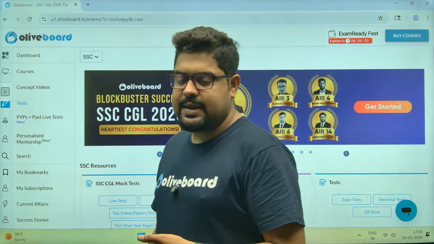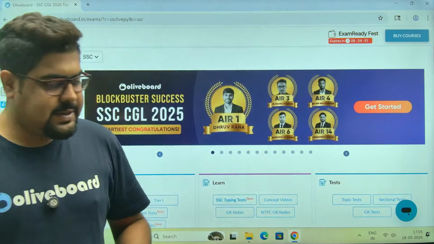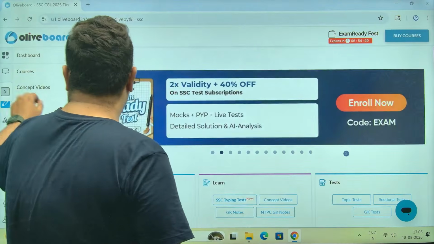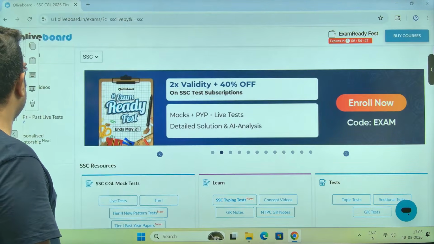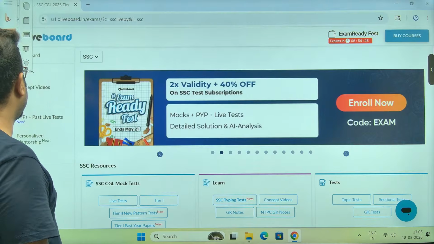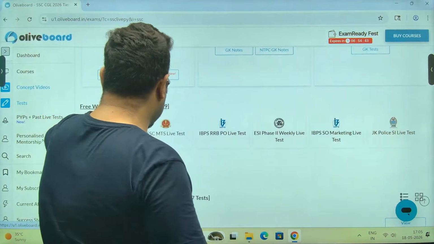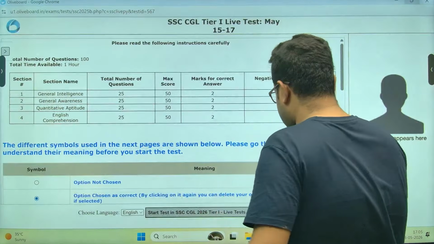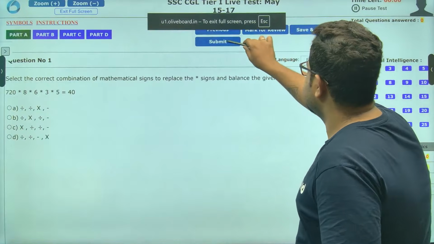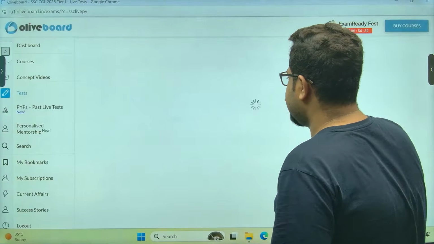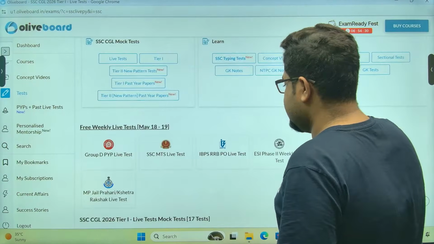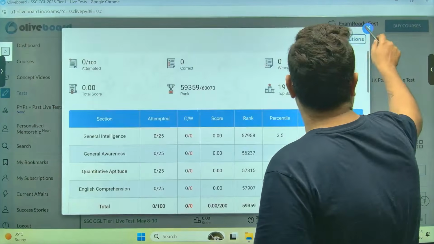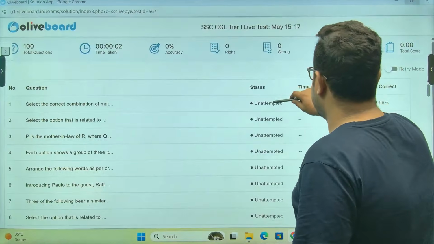Let us start with this week's mock analysis for the CGL Tier 1 mock. I have not been able to give the mock, I had back-to-back classes, so let me just submit it very quickly and view the solutions.